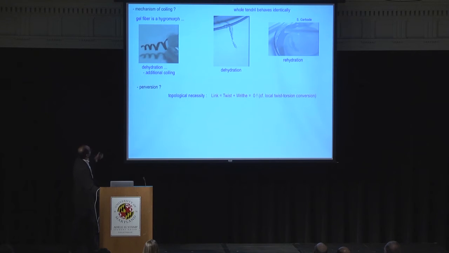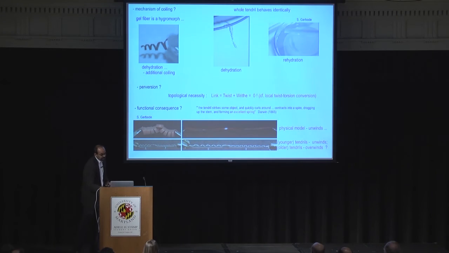Okay? I've already told you about the perversion, so I've told you about the mechanism. It's essentially associated with using water very cleverly to change its shape in the presence of this woody fiber. The perversion is a topological necessity. What is the functional consequence? So Darwin, in his book on the climbing movements of plants, said the tendril strikes an object, curls around, contracts into a spire, dragging up the stem, and forms an excellent spring. So I'd like to ask, what kind of spring does it form? And you can do measurements, and you can do experiments. These were done by Sharon Gerbode.